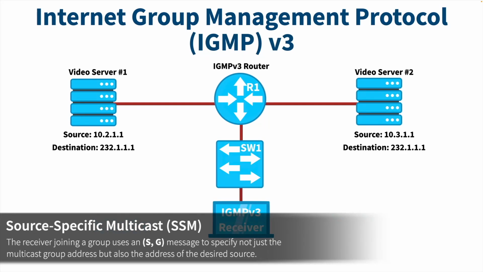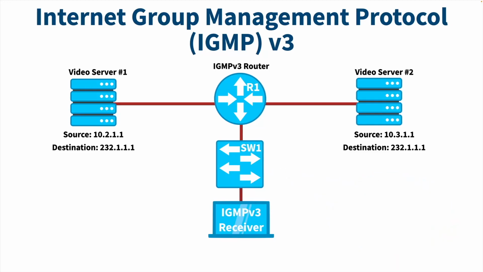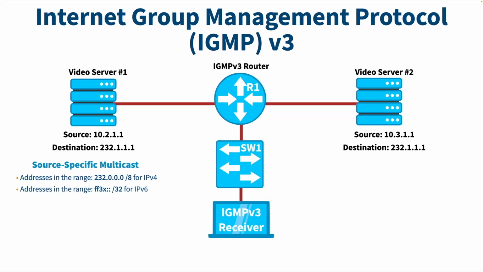Well, what we can do with IGMP version 3 is use an S, G message, where we don't only say I want to belong to 232.1.1.1, we're saying I specifically want to get traffic from 10.3.1.1, video server 2 in this case. That's the big distinction between version 3 and the prior versions. And if we are using a source-specific multicast, then with IP version 4, that multicast group address is going to begin with a 232.